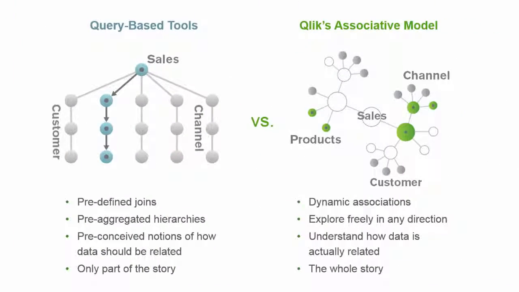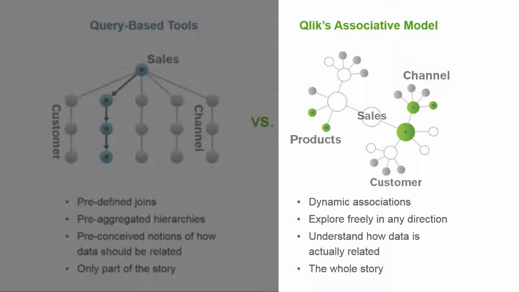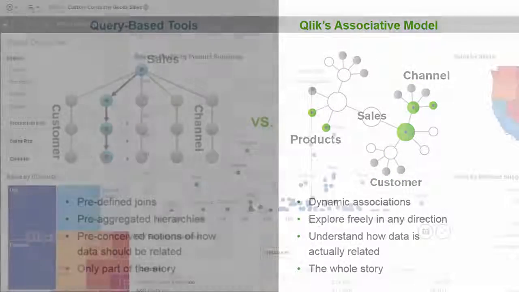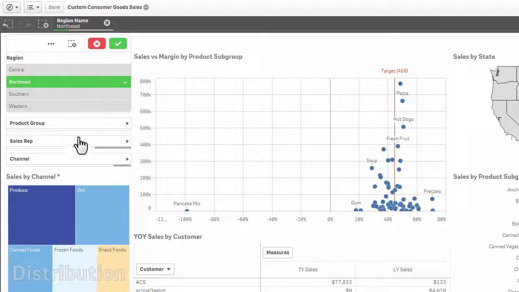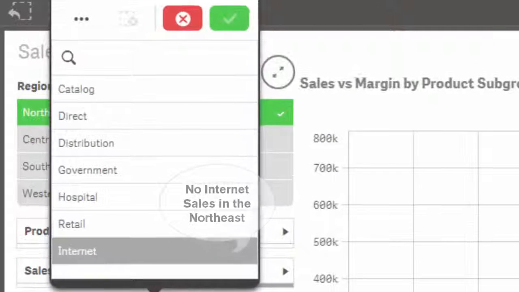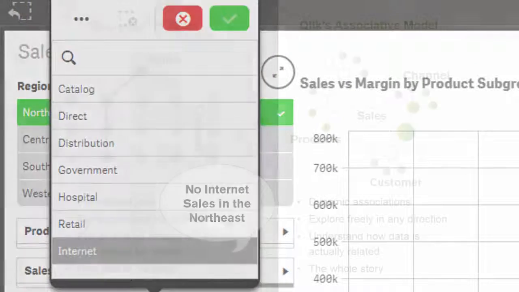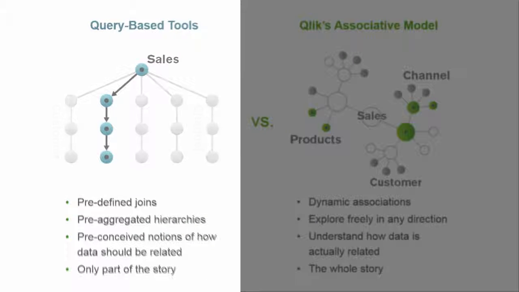Unlike query-based visualization tools, Qlik's associative model includes both related and unrelated values in the analysis. These gray values often convey the most important areas of risk or opportunity, such as channels I did not sell through or customers that did not buy. Queries simply filter these values out, leaving people with only a partial view.